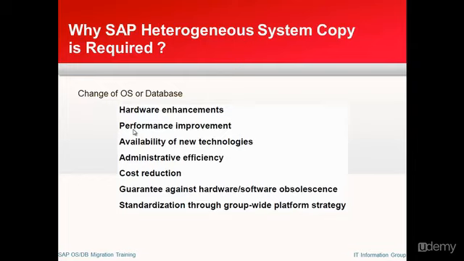So basically there could be scenarios where hardware enhancements have come, performance improvement will be there in the new hardware, there are new technologies available, administrative efficiency will increase if we go for the newer versions, cost reduction can happen if we upgrade or we migrate to a newer platform. Okay, so basically these are some of the reasons why we need to perform this particular activity.